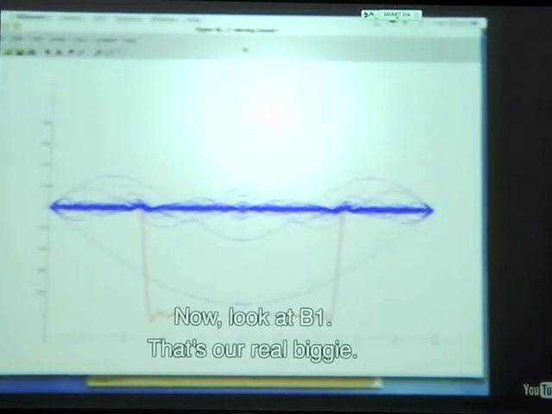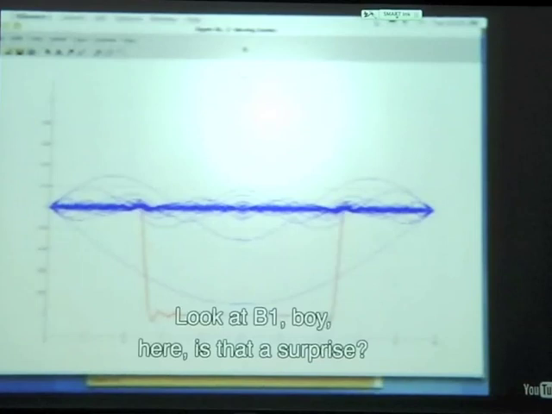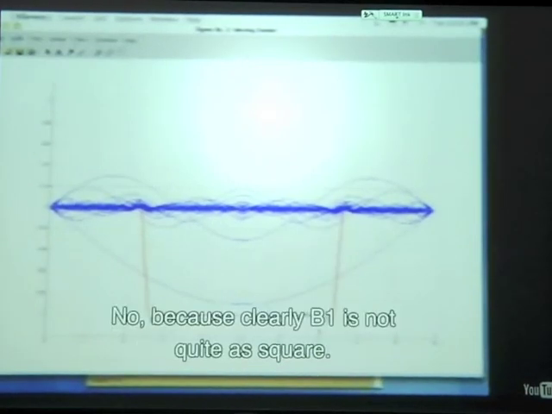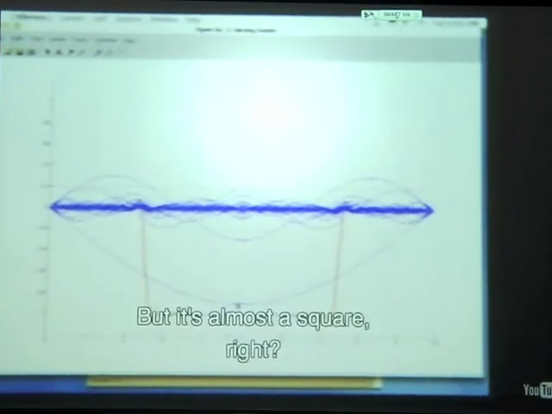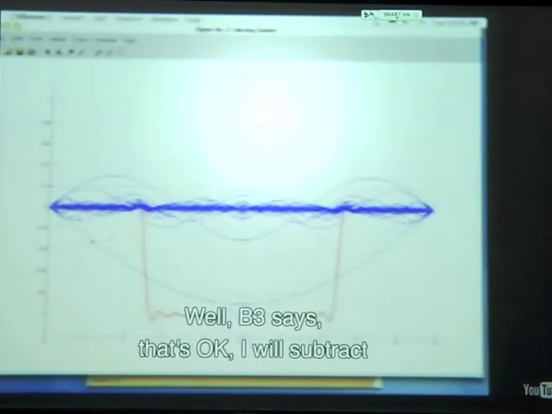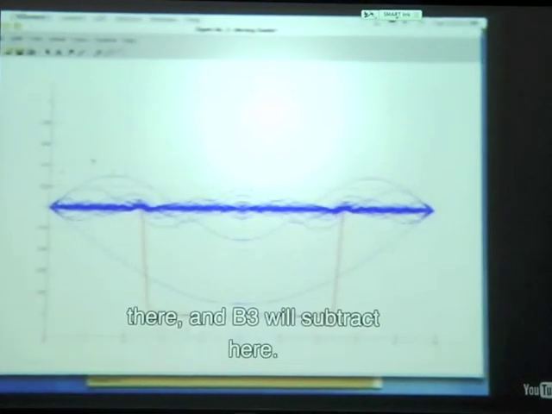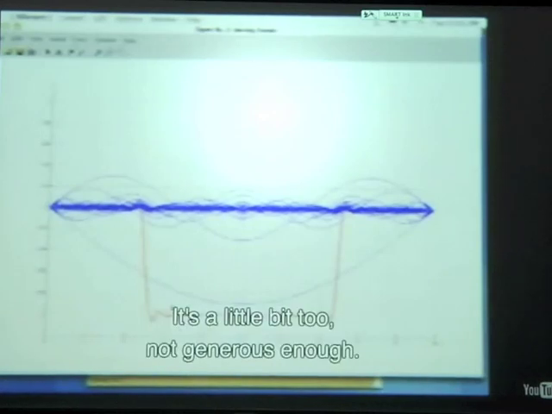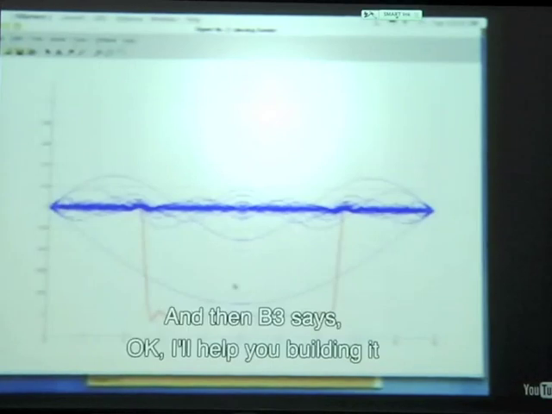Now look at B1. That's a real biggie. Look at B1. Boy, here. Is that a surprise? No, because clearly, B1 is not quite a square, but it's almost a square, right? You just have to subtract something here. Well, B3 says that's okay. I will subtract there, and B3 will subtract here. And B1 is a little shallow here. It's a little bit not generous enough. And then B3 says, okay, I'll help you building it up.